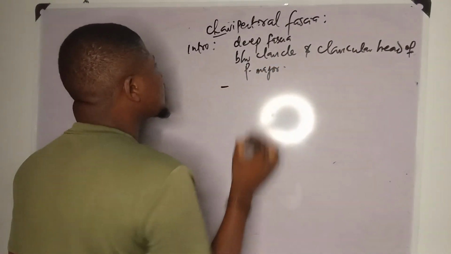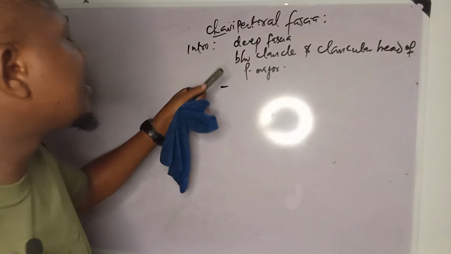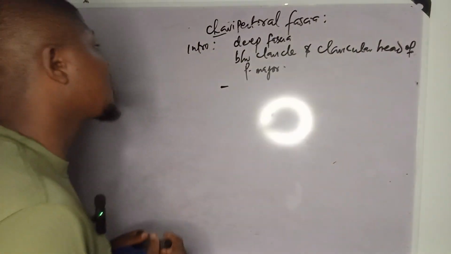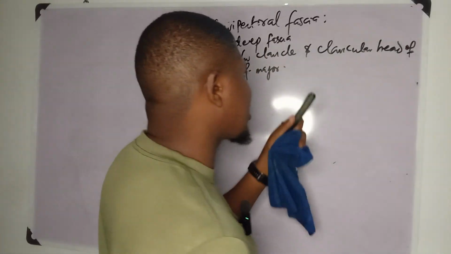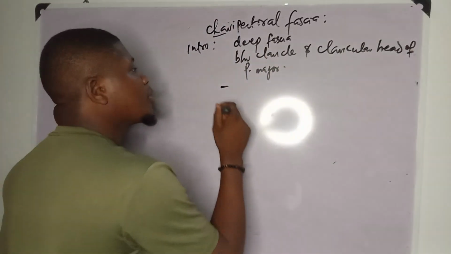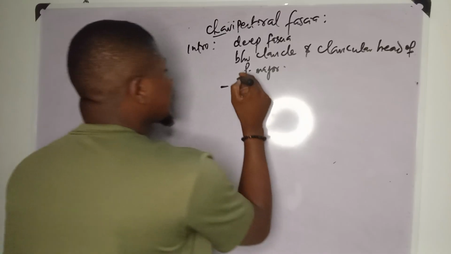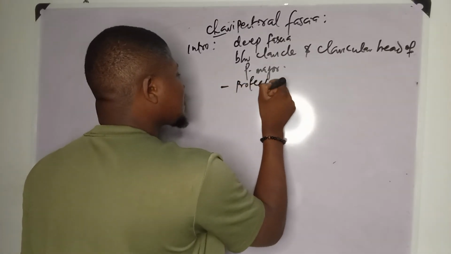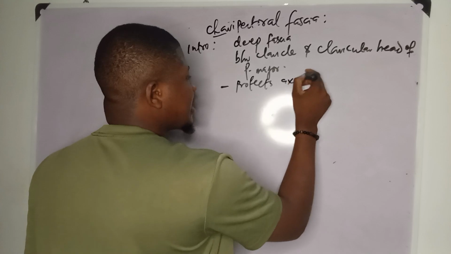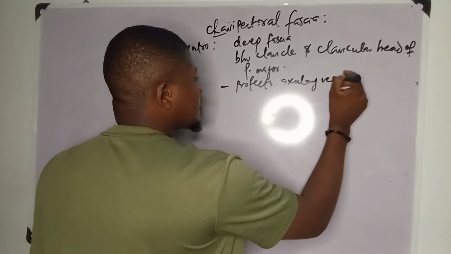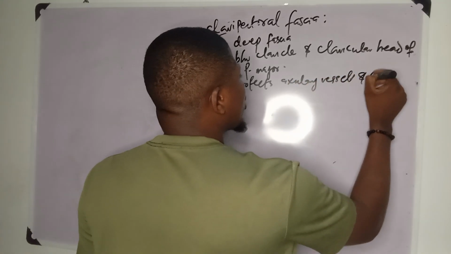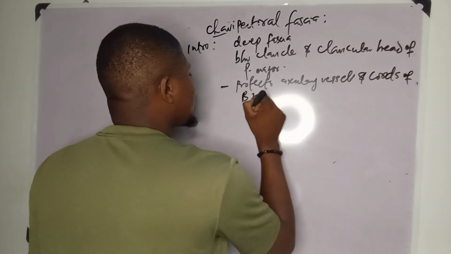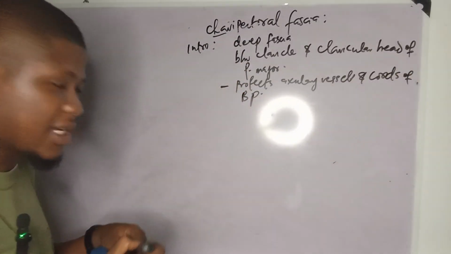What else do you have to know? Remember I said it is a deep fascia between the clavicle and the clavicular head of pectoralis major. Then another thing you have to know is that it protects the axillary vessels and the cords of the brachial plexus. So that's the function of this structure.